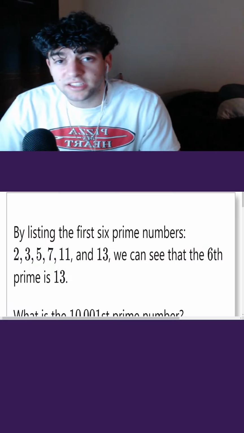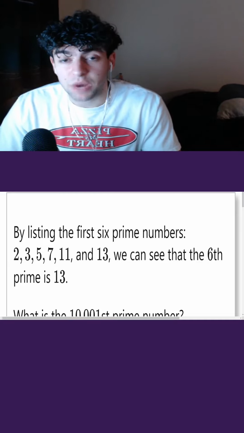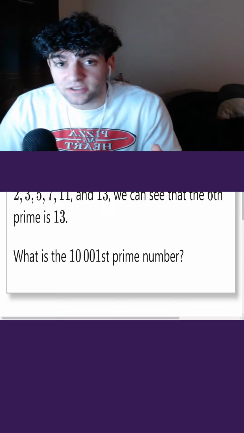So we're told that by listing the first 6 prime numbers, 2, 3, 5, 7, 11, and 13, we can see that the 6th prime number is 13. And we have to find the 10,001st prime number.